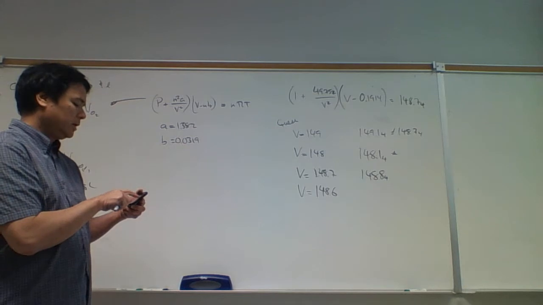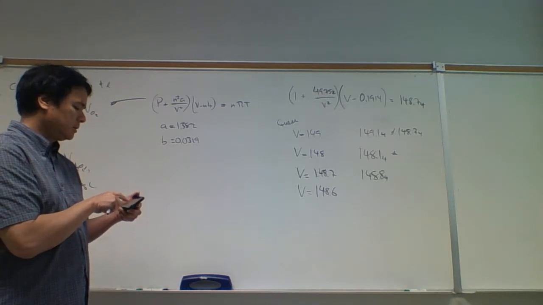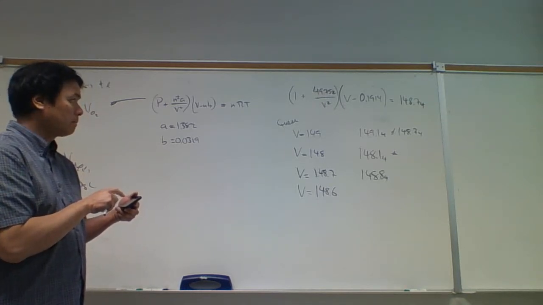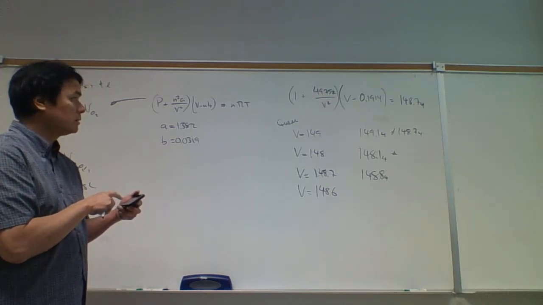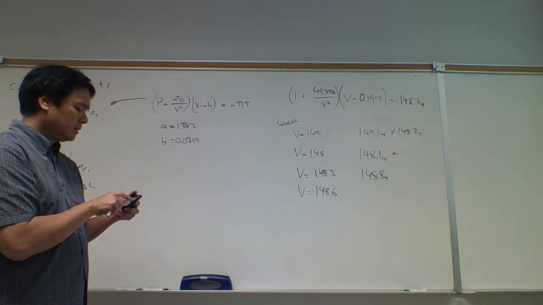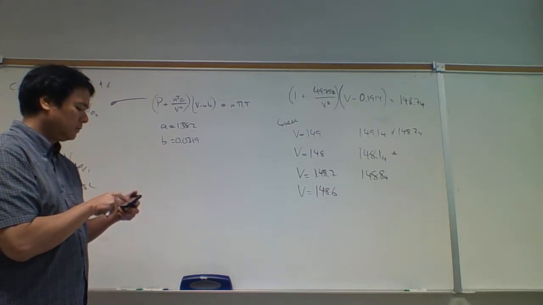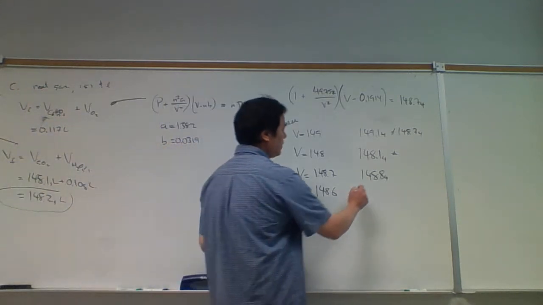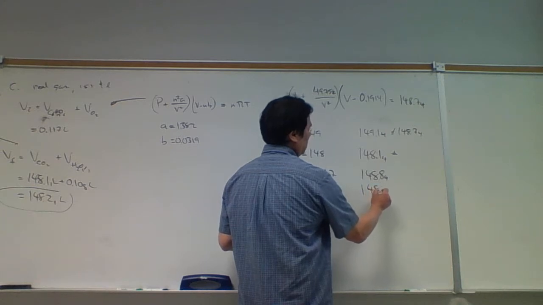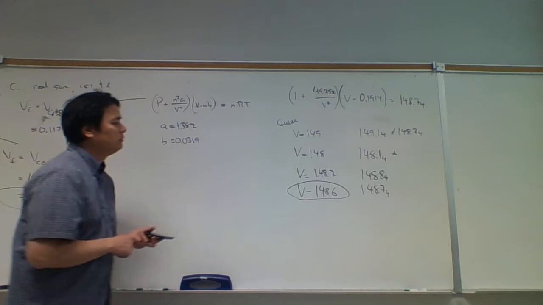So 49.752 divided by 148.6 squared plus 1 times parentheses 148.6 minus 0.1914. Guess what I came out to? 148.74. So we did it in 4 guesses.